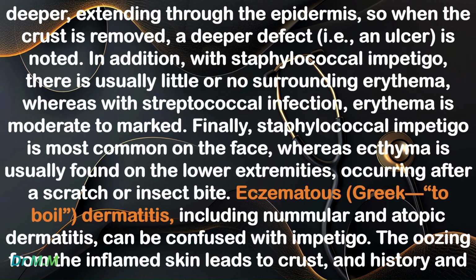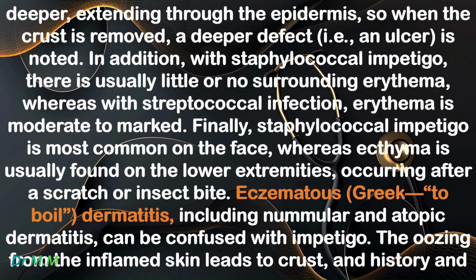In addition, with staphylococcal impetigo, there is usually little or no surrounding erythema, whereas with streptococcal infection, erythema is moderate to marked. Finally, staphylococcal impetigo is most common on the face, whereas ecthyma is usually found on the lower extremities, occurring after a scratch or insect bite.